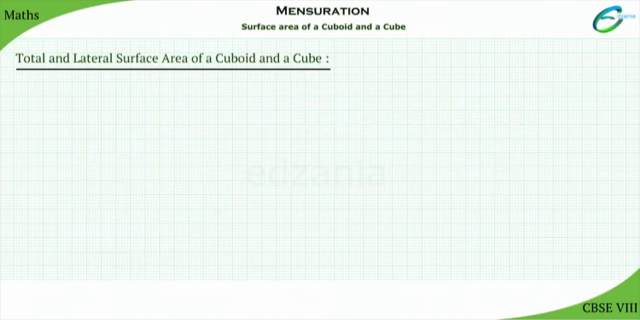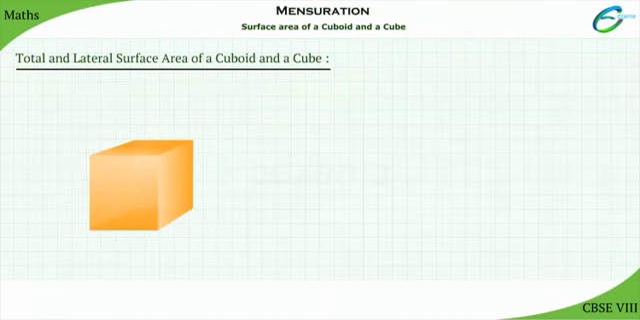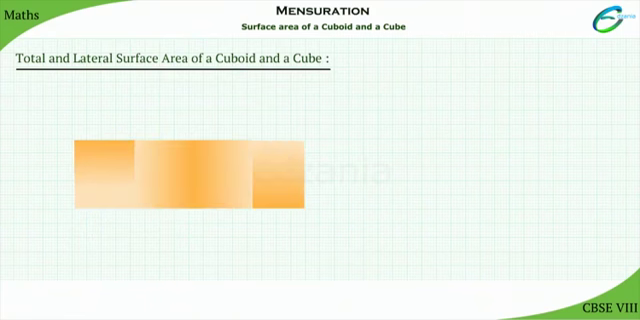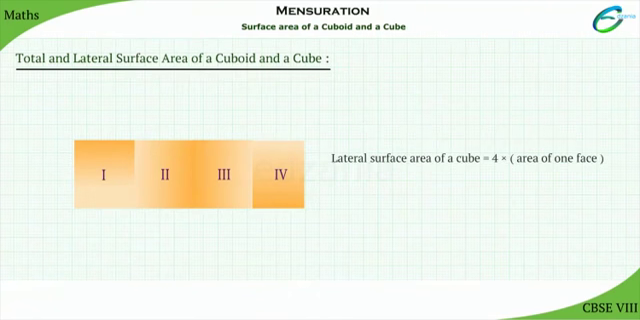Similarly, we find lateral surface area. If we leave out the top and the base of a cube, we are left with only 4 faces. So the lateral surface area of a cube is 4 times the area of one face. In other words, we multiply 4 with the square of the side of the cube.